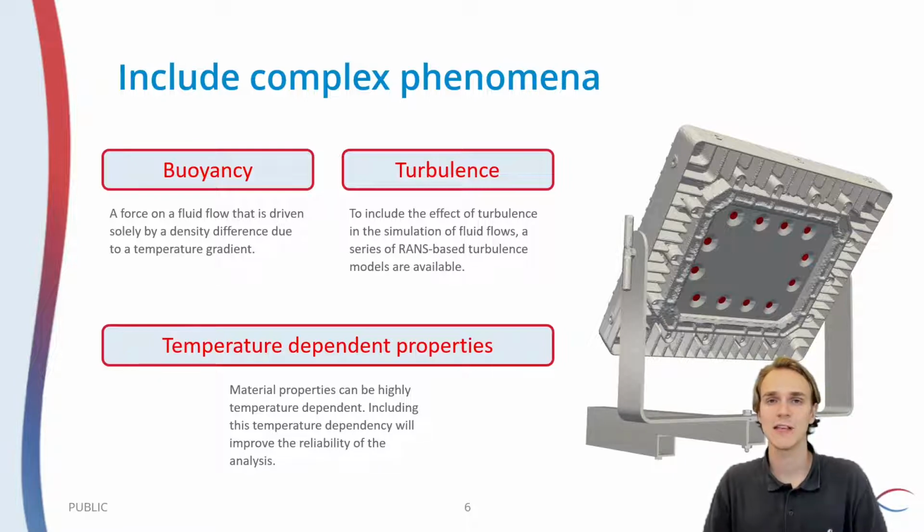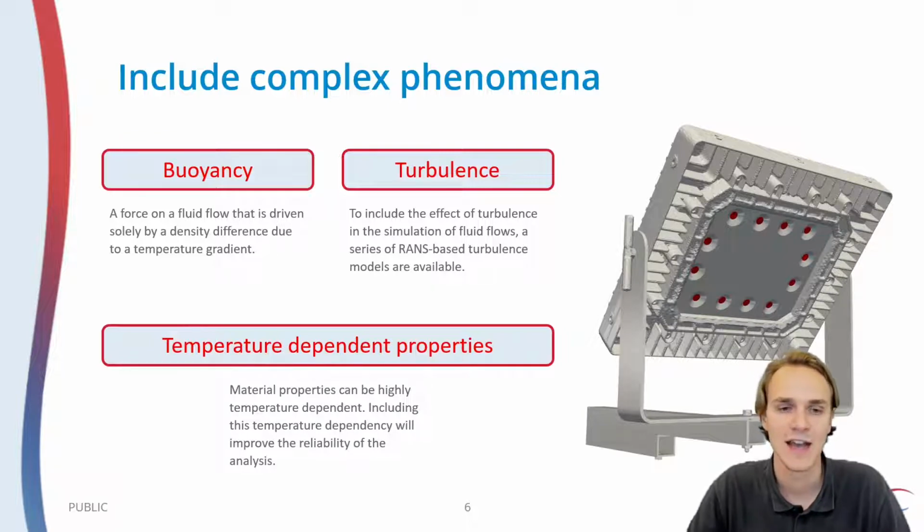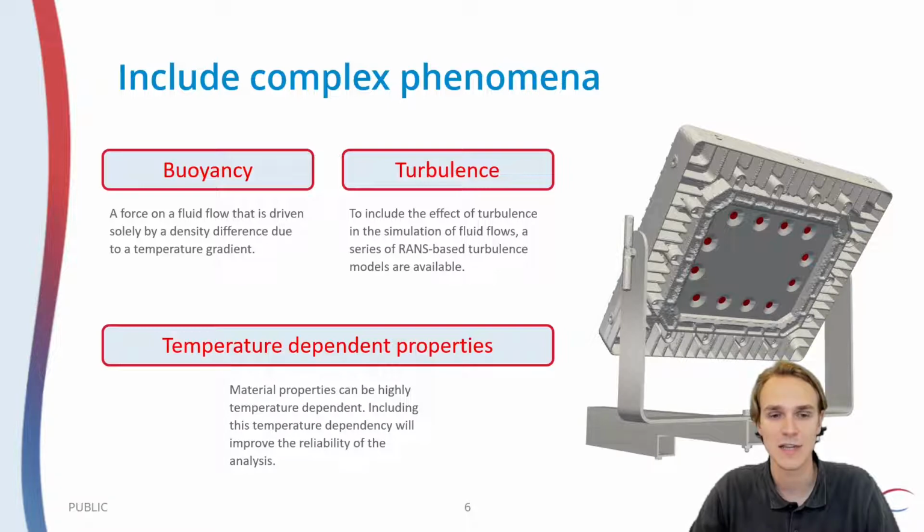Secondly, turbulence can be modeled inside of ColdStream to have an appropriate representation of whether the airflow is laminar or turbulent. And then lastly, we can make sure that temperature-dependent properties are also incorporated as different material properties. And they can vary highly because of the dependency that they have on temperature.